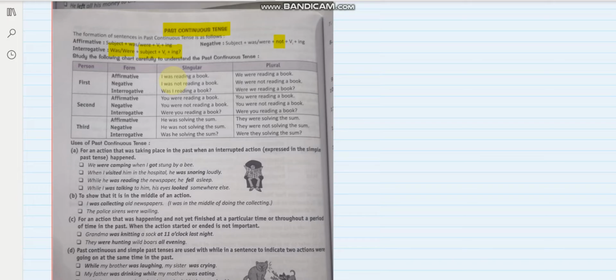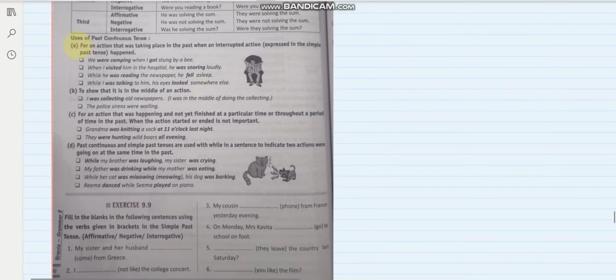Now let us look at the example. I was reading a book. I was not reading a book. Was I reading a book? I hope this is clear to you. Let us look at the uses. For an action that was taking place in the past when an uninterrupted action happened.